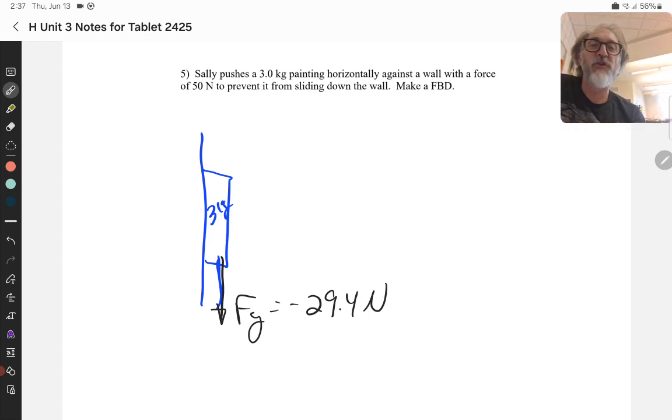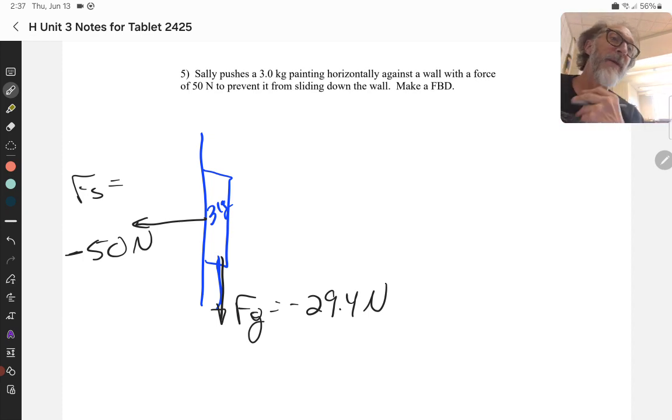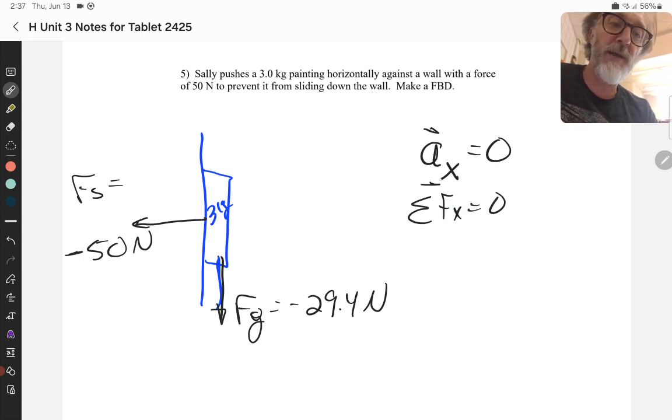It says Sally pushes it horizontally with 50 newtons. That's weird. Force of Sally, 50 newtons, and it's negative. So now I've got forces both up and down and left and right. Let's think about what we know. First of all, I know it's not moving at all horizontally, so I know my acceleration horizontally is 0. That means my net force horizontally has to be 0, right? There isn't any net force left or right.